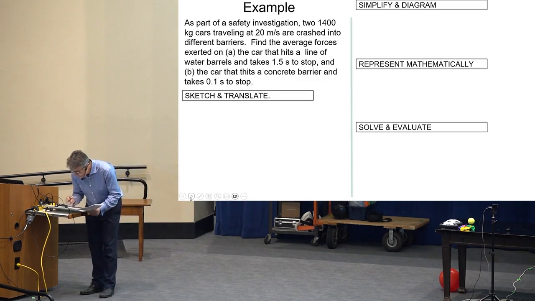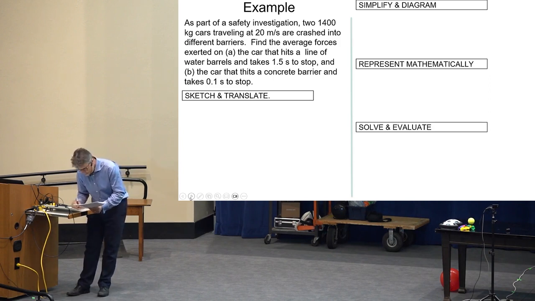The example is as part of a safety investigation, two 1,400 kilogram cars traveling at 20 meters per second are crashed into different barriers. Find the average forces exerted on A, the car that hits a line of water barrels and takes 1.5 seconds to stop, and B, the same mass car that hits a concrete barrier and takes 0.1 seconds to stop. So this is a little bit like the airbag thing.